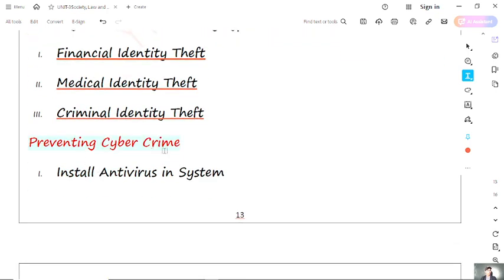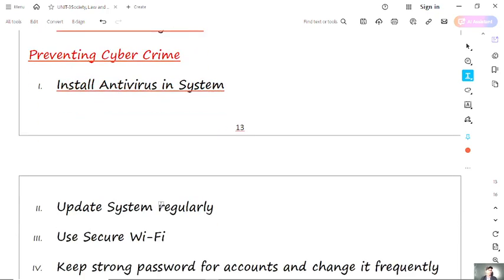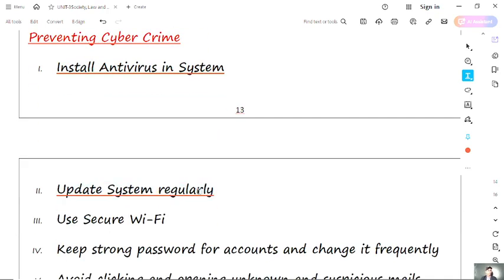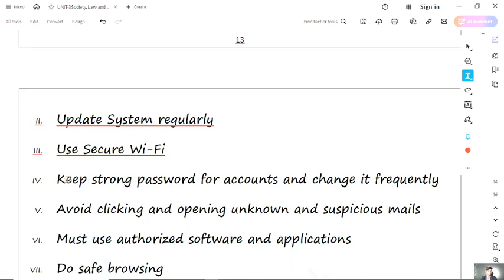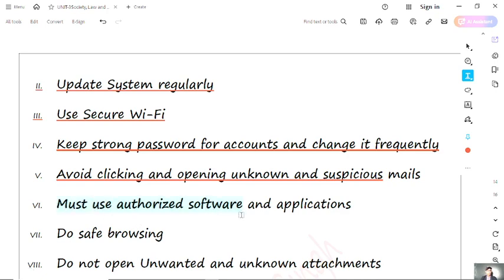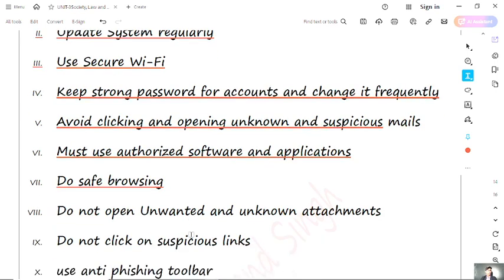Now prevention of cyber crime. How can we prevent it? Install antivirus in the system, update system software regularly, and use secure Wi-Fi. These are the common steps if you want to avoid this type of thing. Use a strong password and change it frequently. Avoid clicking on or opening unknown suspicious mail. Must use authorized software and applications. You should always use authorized software and authorized applications. Now, you should do safe browsing.